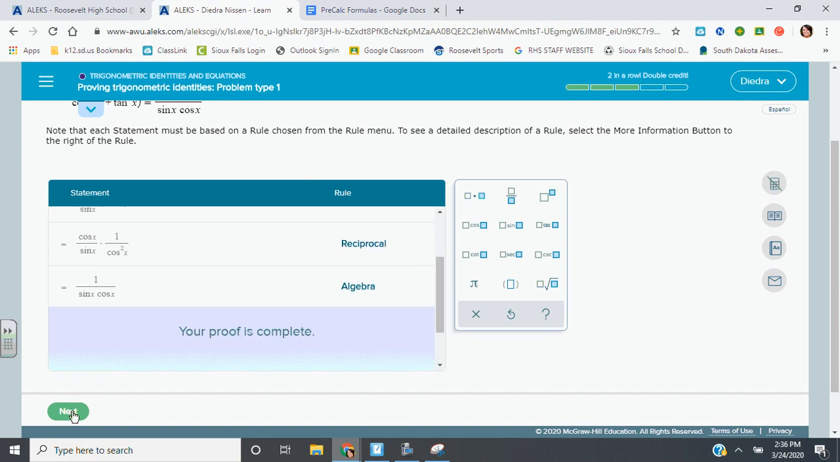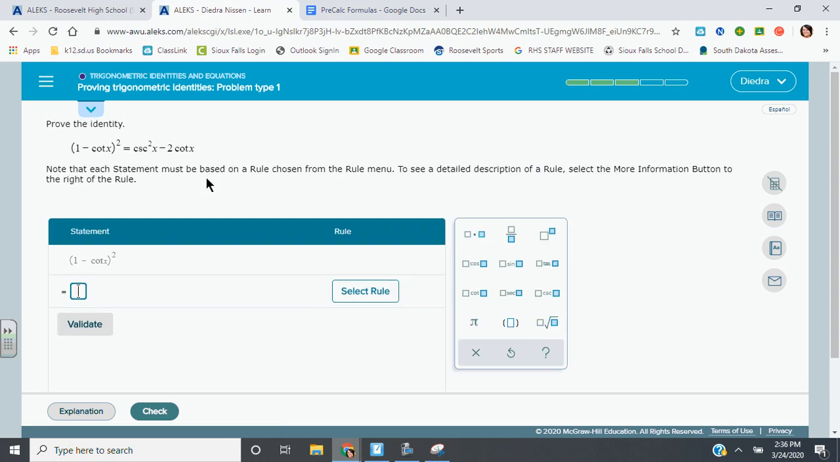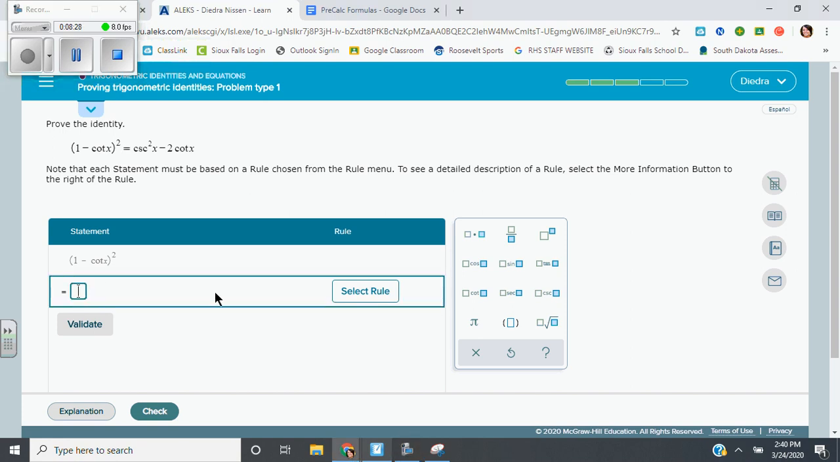Okay, the last one we're going to do, I'm going to hit next. The last one that we're going to do is 1 minus cotangent of x squared. So your first step to simplify this left-hand side is you're going to want to write it as 1 minus cotangent quantity squared. We're going to want to write that out twice. So in parentheses, I'm going to write 1 minus cotangent of x times 1 minus cotangent of x.